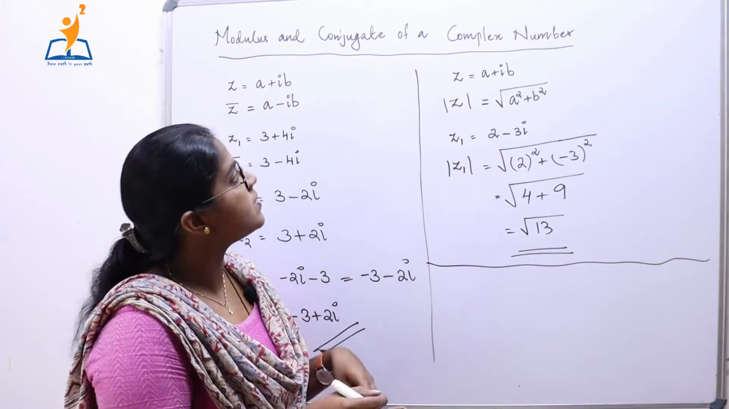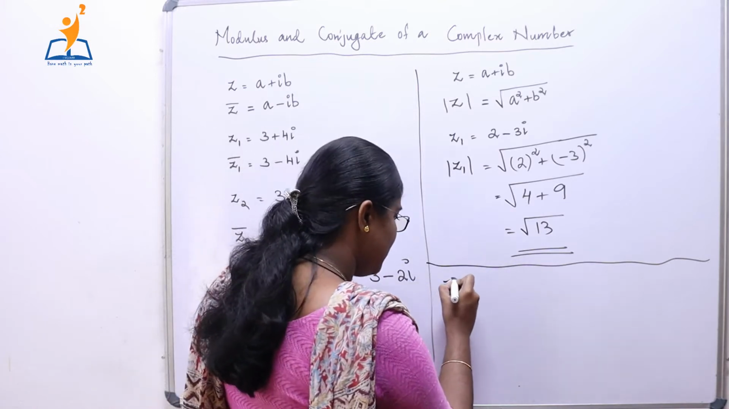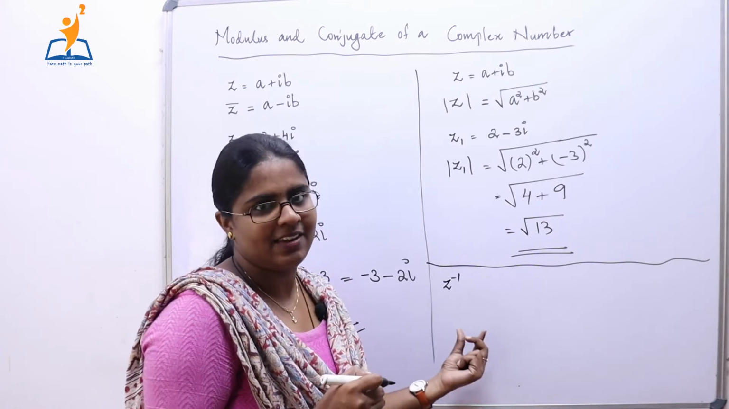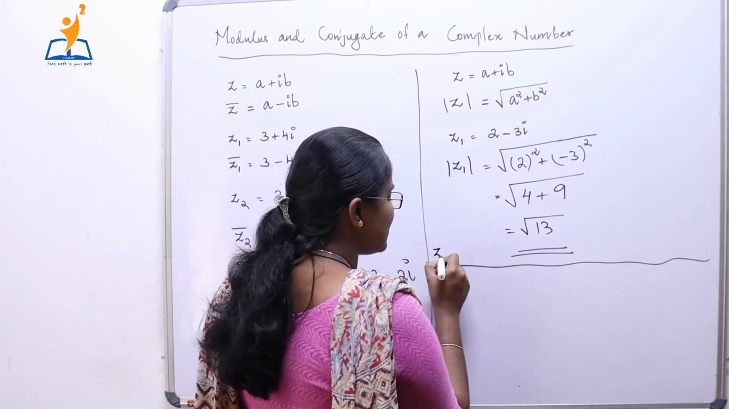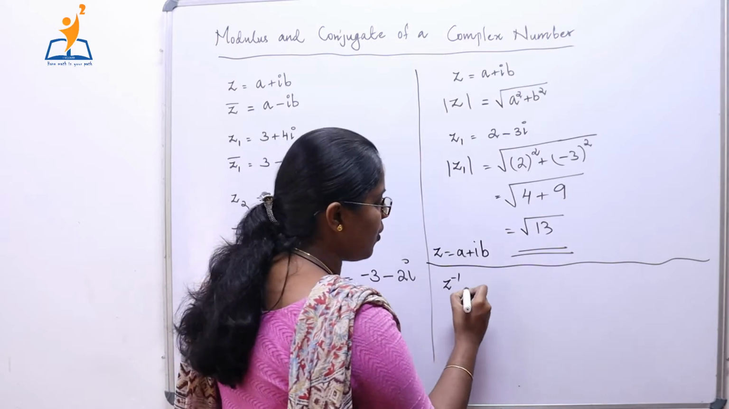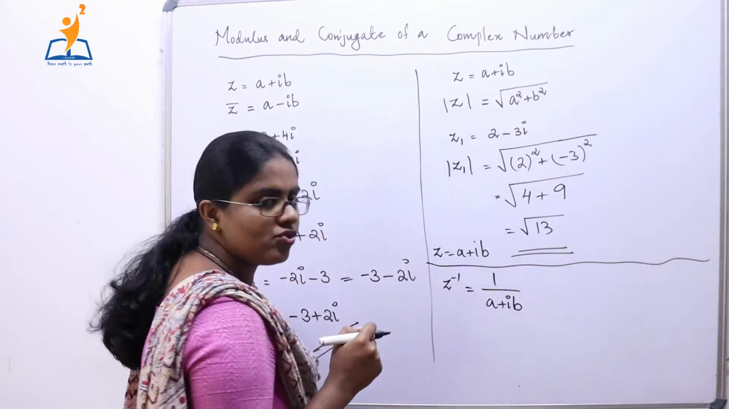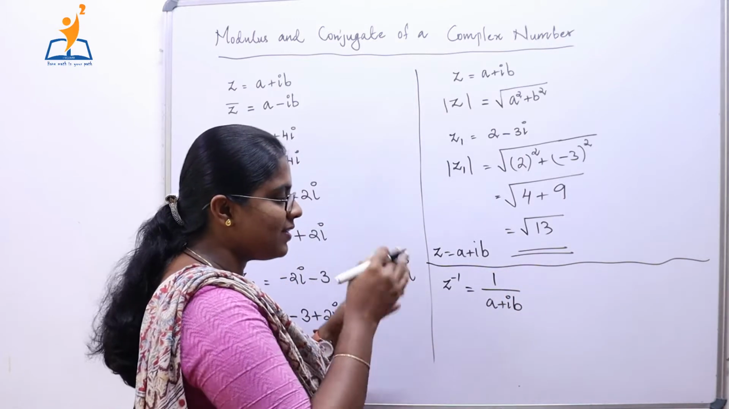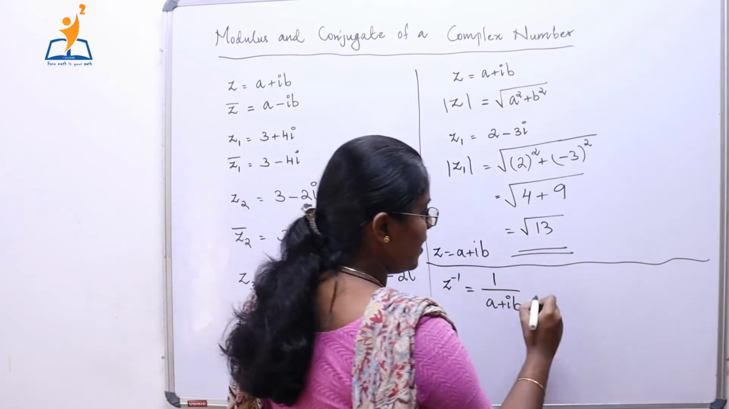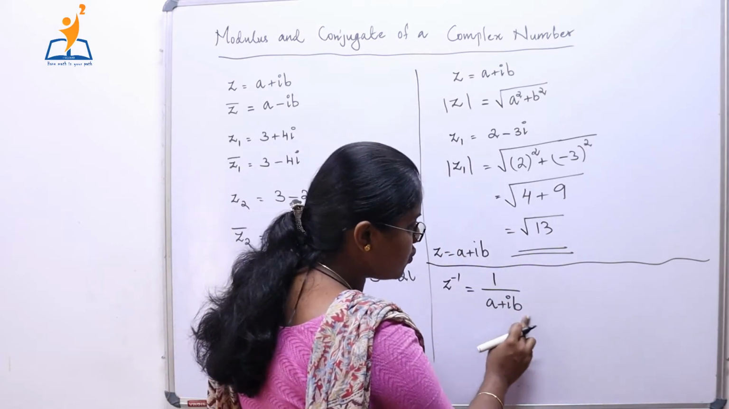There is a relationship between the conjugate and modulus of a complex number. Let's have a look at that. We know that the multiplicative inverse of a complex number can be represented as Z inverse, and for any complex number Z is equal to A plus IB, Z inverse, its multiplicative inverse will be always 1 by A plus IB. And for dividing two complex numbers, we always multiply the numerator and denominator with the conjugate of the denominator. Always do this.